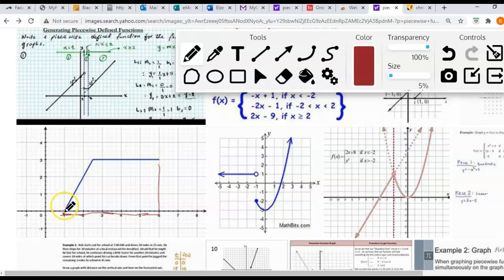Now, there is a point at the x value of 1, and there is a point at the x value of 6. So this domain is 1, 2, 6.